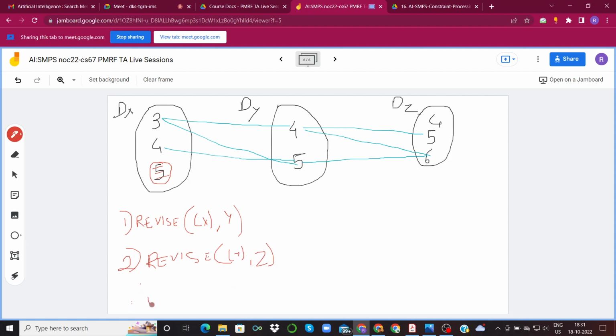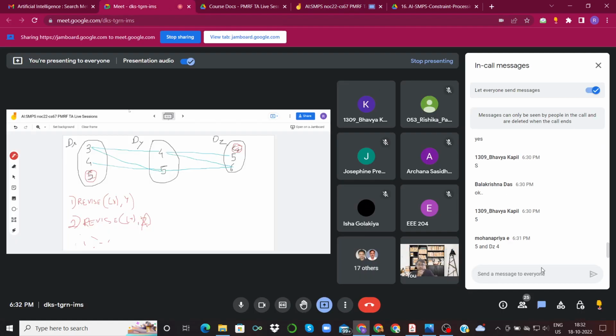Okay, so I'm not writing the rest of the steps. You can follow that. So while doing revise y to x, nothing will be removed. While doing revise y to z, nothing will be removed. While doing revise z to y, 4 will be removed.